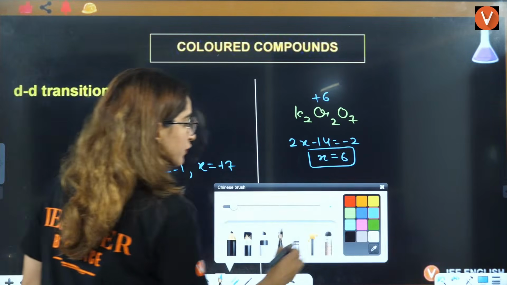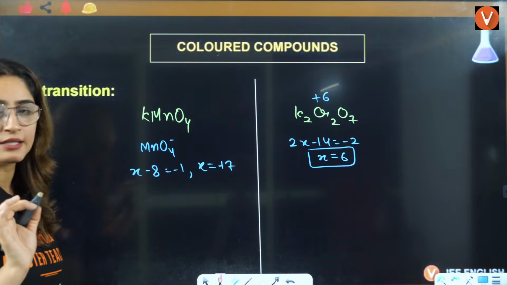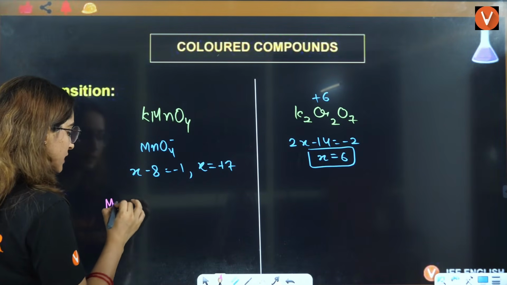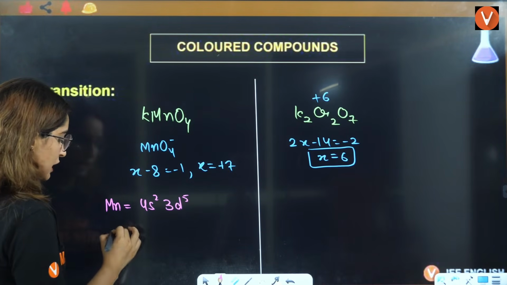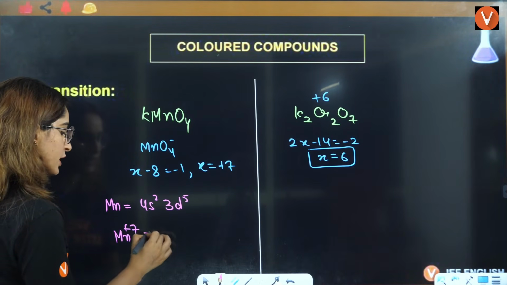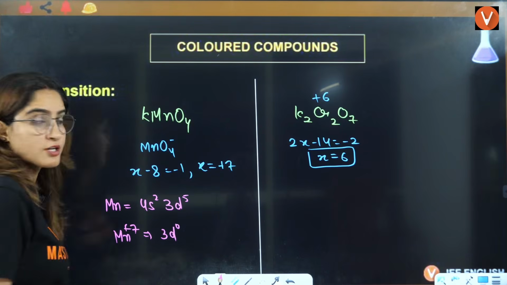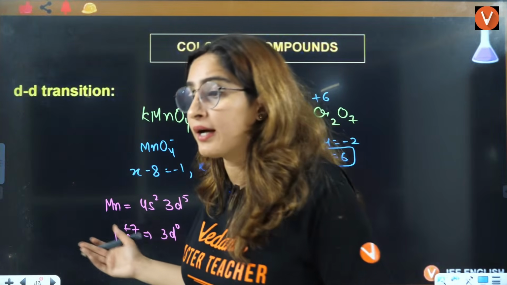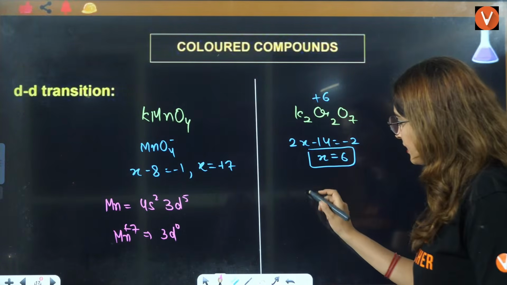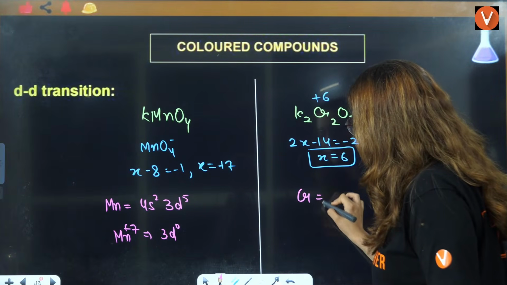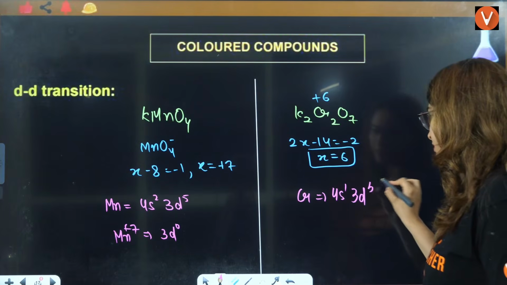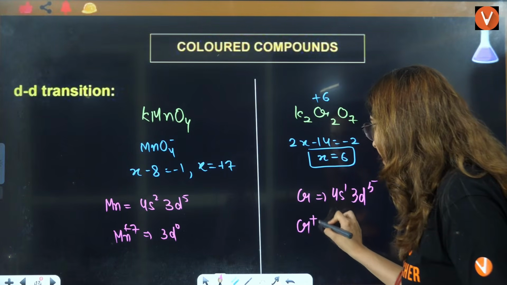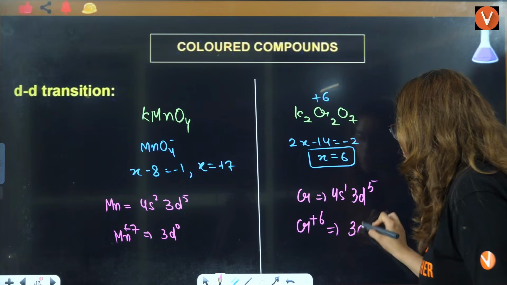Okay, now if you see this here, manganese is 4s2 3d5. When you take out 7 electrons from here, it will be 3d0. Now ma'am, 0 electrons here, it should be colorless, right? Similarly here, chromium is 4s1 3d5, right? You take out 6 electrons here, it will be 3d0.